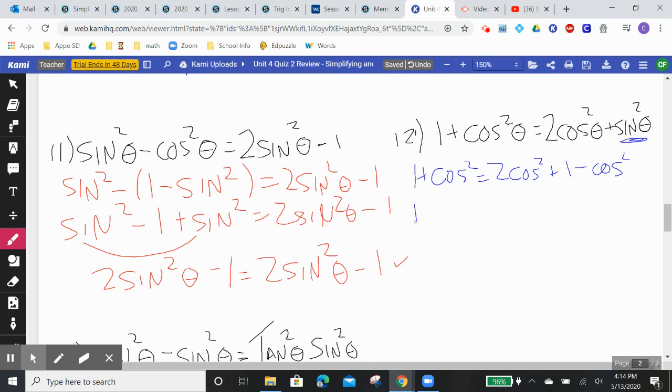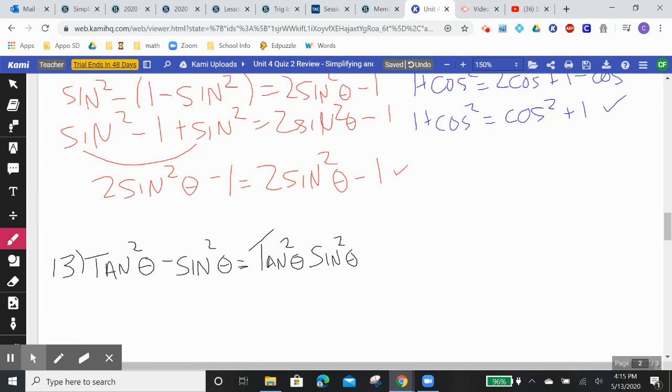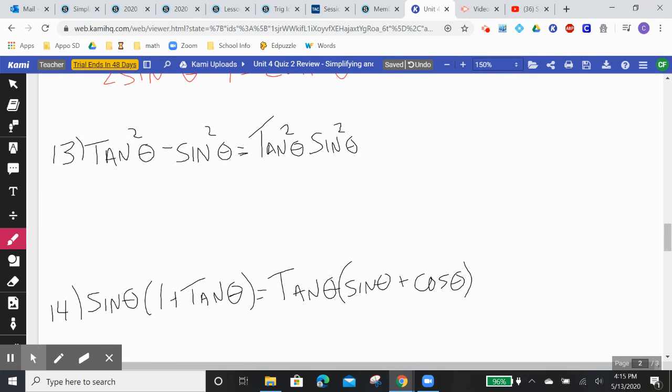So all I have to do is on the right-hand side, combine my like terms. I have a 2 cosine squared minus a cosine squared. Well, doesn't that just give us 1 cosine squared plus 1? Check. Remember, I've said it before, addition is commutative, so it doesn't matter the order in which you write it if you want to make it look exactly the same. But 1 plus cosine squared is the same as cosine squared plus 1. Okay. And the last two, I've got these separately here, a little longer.